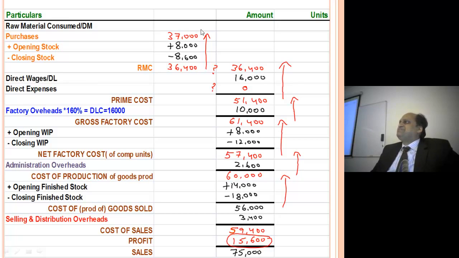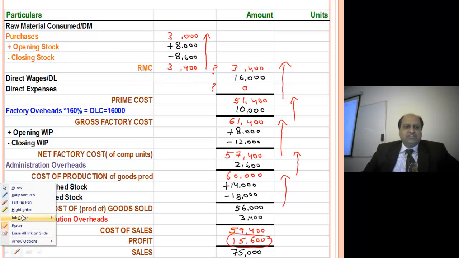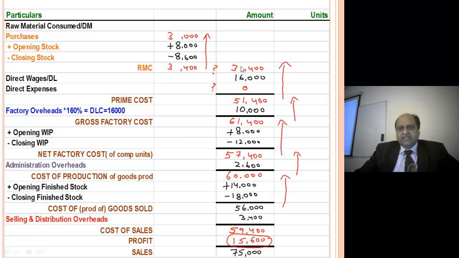Is it clear or not? Any doubt? Direct expenses is comparatively a lesser figure. Now we can always assume it to be 0. Which one? It is 35,400. There was a small class test and this guy has passed in the test. Good. So this figure is 35,400. So this is 35,400 and this becomes 36.